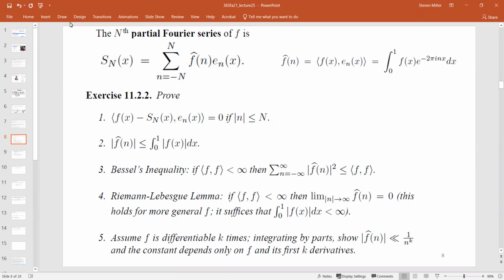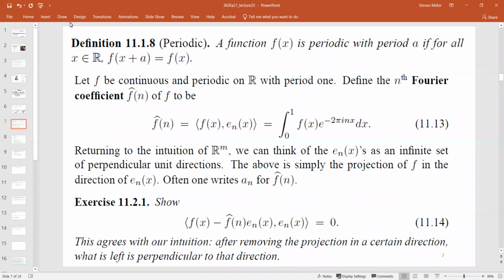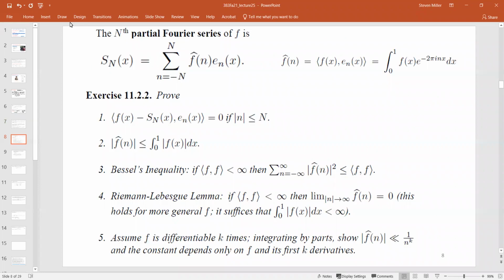And again, there's a bunch of exercises that you can prove. These are, for the most part, straightforward calculations. The first is, if we take f of x and we subtract the nth partial Fourier series, and then we project in any direction from minus n to n, that's 0. Well, that's essentially just a generalization of exercise 11.2.1. And you just show that it works if you keep doing it more and more. The next one is that the absolute value of f hat of n is at most the integral from 0 to 1 of the absolute value of f of x. We often write this as the L1 norm, and we put a subscript there for the L1 norm. So this is the L1 norm.